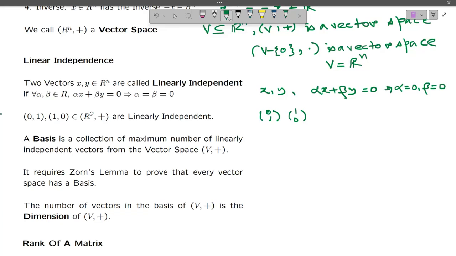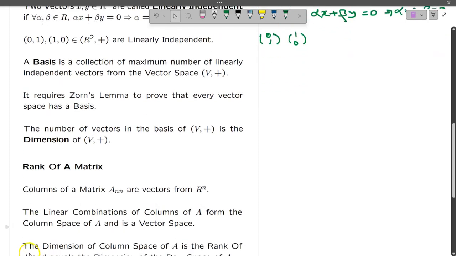Now there is a concept of basis. A basis is a collection of the maximum number of linearly independent vectors in a vector space V. So that's the concept of basis. It requires Zorn's lemma, a deep mathematics, to prove that every vector space has a basis. That needs deep mathematics to prove, but we take as an assumption that every vector space has a basis.